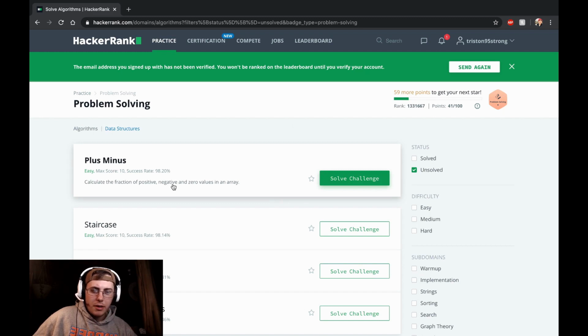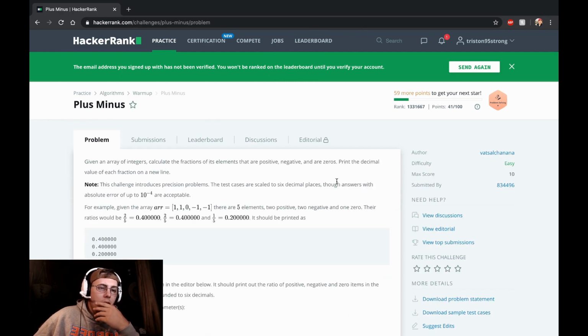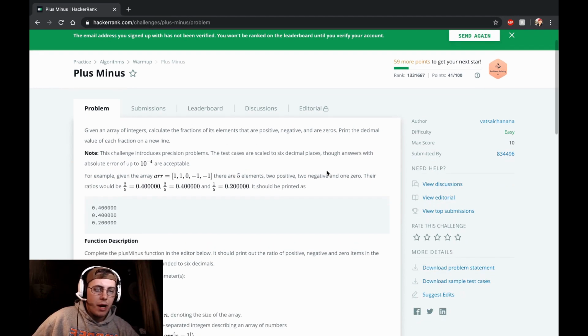Plus Minus. It's easy. Calculate the fraction of positive, negative, and zero values in an array. Interesting. Okay. Given an array of integers, calculate the fractions of its elements that are positive, negative, and are zeros. Print the decimal value of each fraction on a new line. This challenge introduces precision problems. The test cases are scaled to 6 decimal places, though answers with absolute error of up to 10 to the power of negative 4 are acceptable.